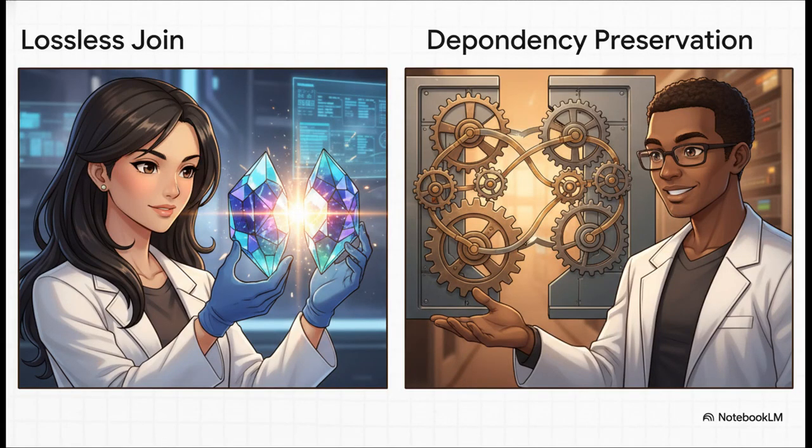Turns out there are two golden rules for doing this kind of remodel right. They are absolutely non-negotiable. First, the lossless join. This means when you join your new tables back together, you get the exact same data you started with. No extra junk, no missing pieces. And second, dependency preservation. All those original laws of physics, our functional dependencies, they all still have to work and be enforceable in the new setup.